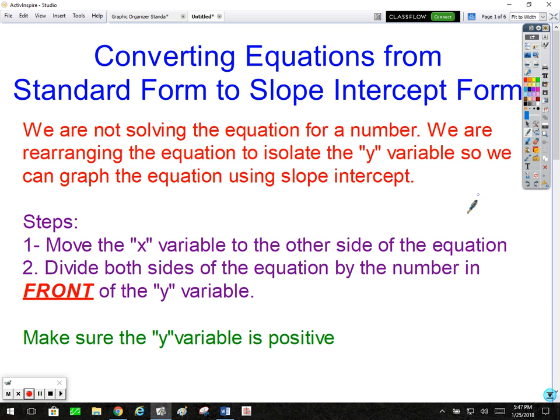If you remember, slope-intercept form is with the y variable isolated, which is y = mx + b, where m is my slope and b is the y-intercept. So we can graph that, and notice the y is positive, so it's very important that you divide by whatever's in front of the y variable. Okay, so let's look at a couple of problems. We're going to do 3 or 4.